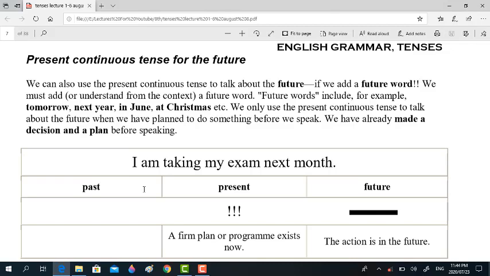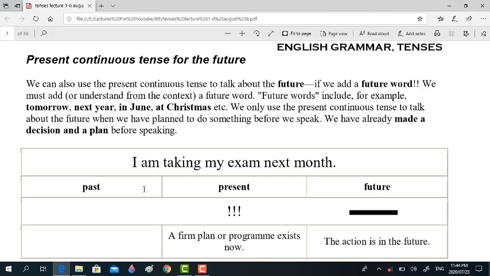You have two ways to identify the present continuous tense for future. If there is a future word like tomorrow, the coming days, the following day, etc., you can infer from those words that the sentence is about the future. If a sentence doesn't have such words, then the context will guide you towards the present continuous tense for the future. Future words include, for example, tomorrow, next year, in June, at Christmas, etc.